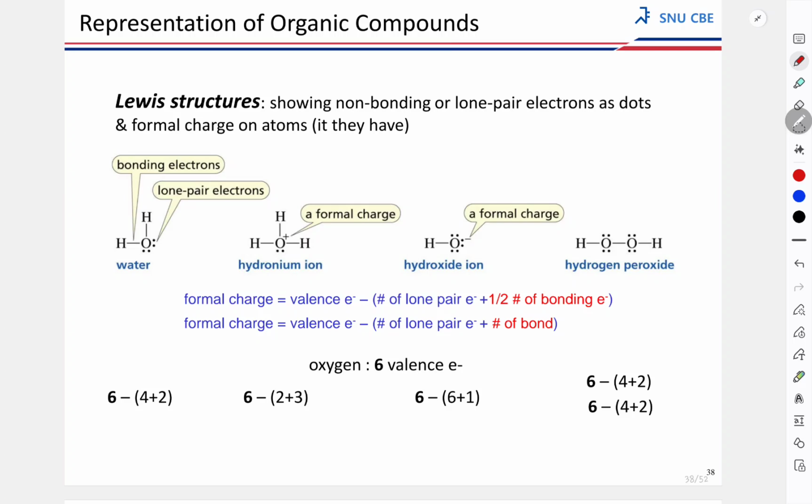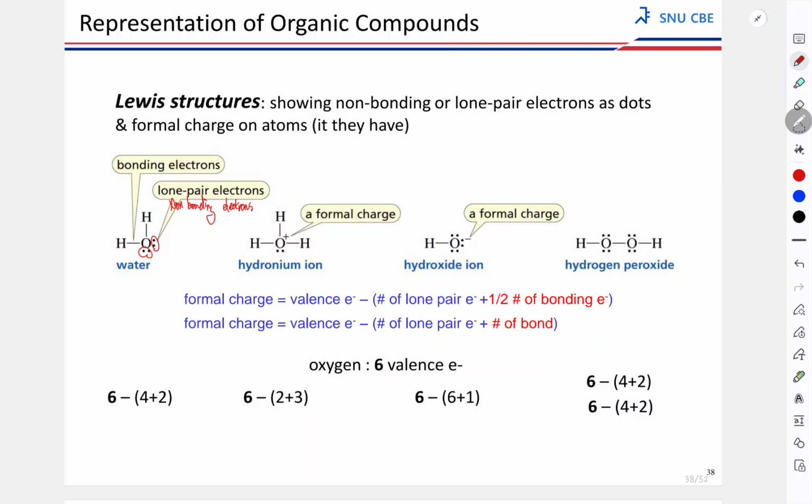Lewis structures show the non-bonding or lone pair electrons as dots, and also encompass the formal charge on atoms, if they have any. You have water here. In the Lewis structure, again, you have these lone pair electrons, in other words, non-bonding electrons, and there are bonding electrons, represented by a bond notation here. And in the water case, there's no formal charge. That's why you don't have any number.